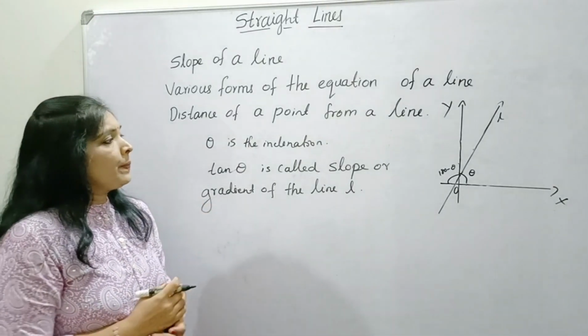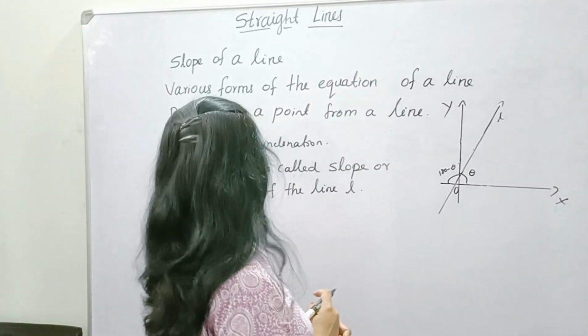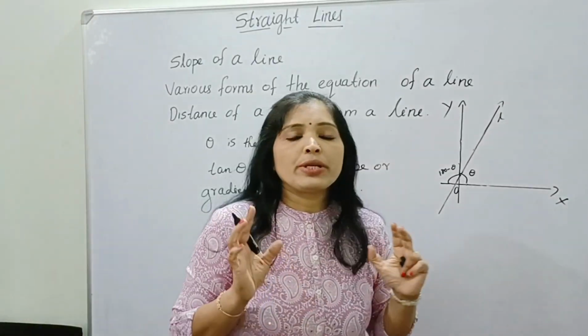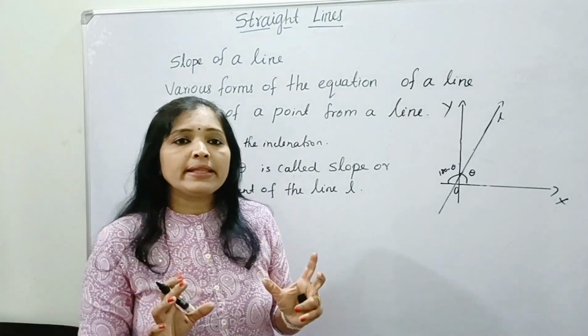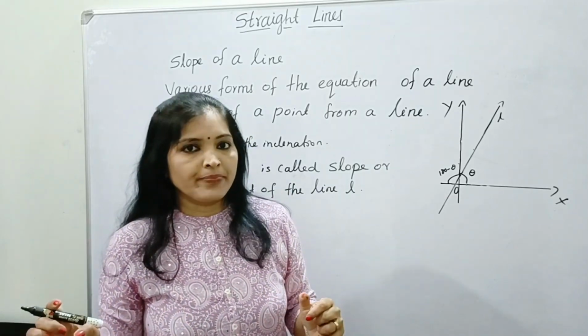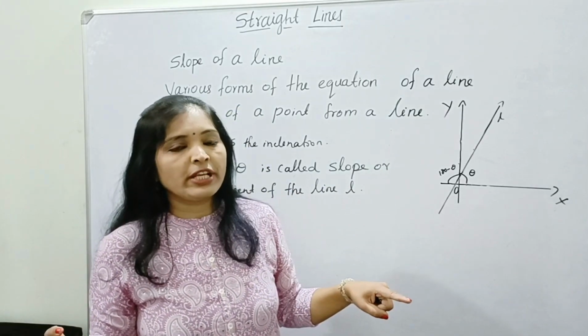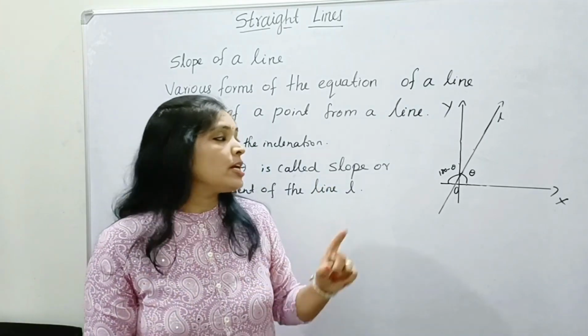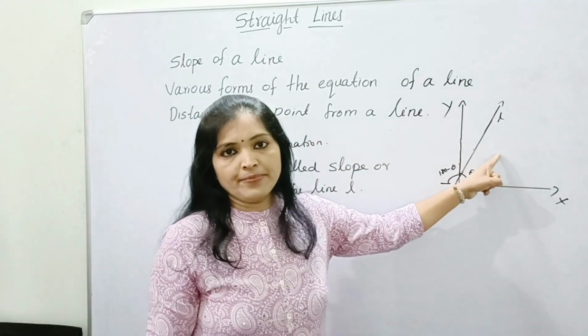So what is tan theta? Remember, tan theta is the slope of the straight line. If theta is the inclination of the line, then tan theta is called the slope of the straight line.